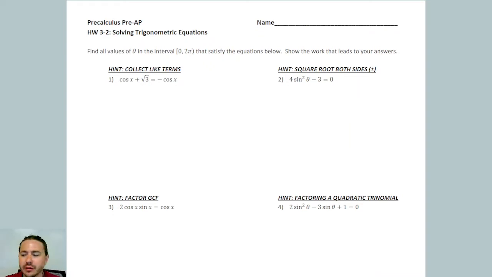There are a lot of these on the homework, and they're going to be similar to the ones from 3-1, but there will be some that will require some of the techniques that we learned today involving using substitutions or using identities to do substitutions. And we'll also see a couple that have multiple angles. So let's just jump right in here with number one.